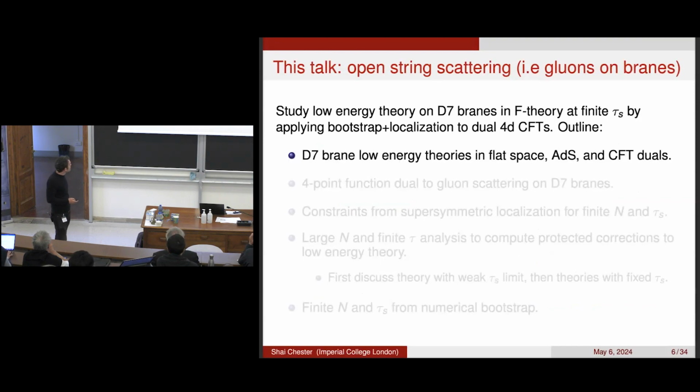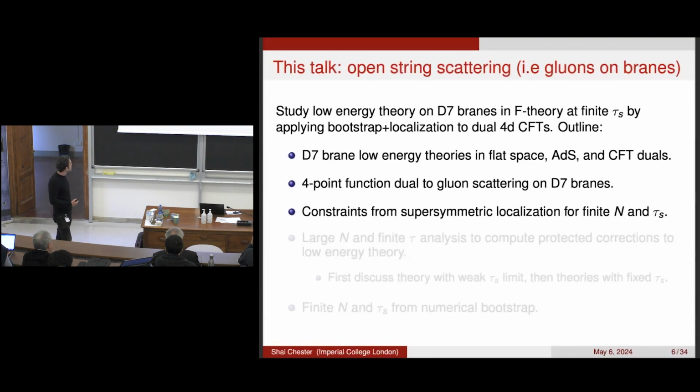So the outline is as follows. First, we're going to describe the D7 brane low energy theories in flat space. Then we're going to talk about how to add some probe branes to make them go to AdS, and then we're going to discuss their CFT duals. This will all be a review. Then we're also going to review kinematic constraints on a 4-point function in the CFT, which is dual to gluon scattering on the D7 branes.